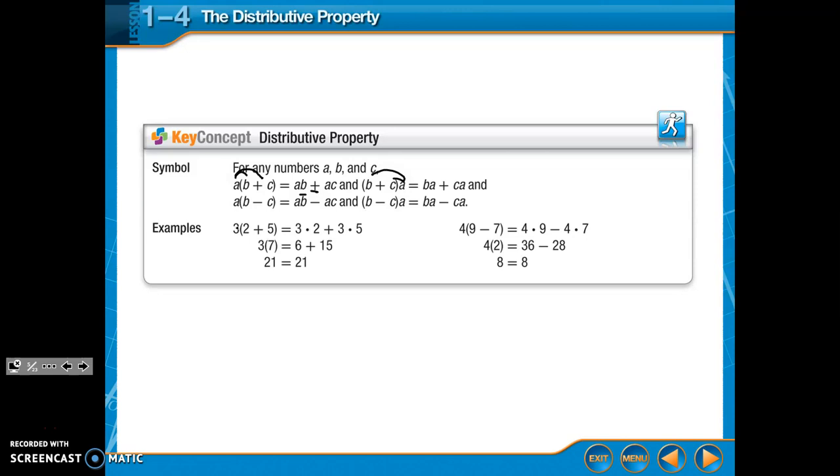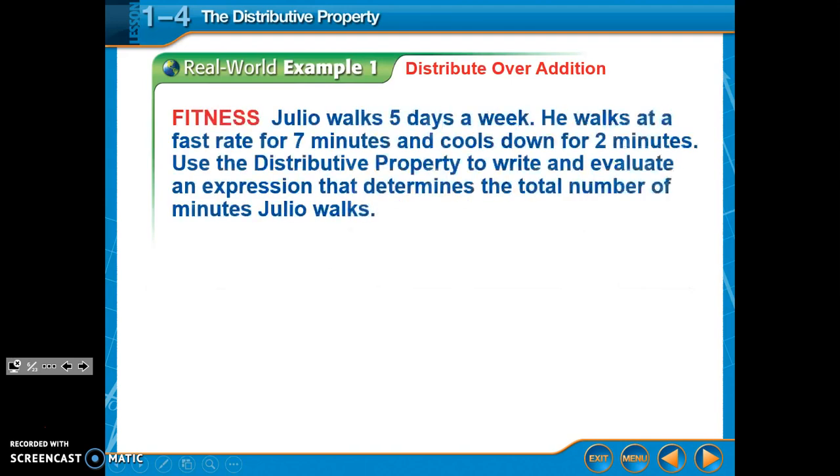Okay, and that works with numbers too. So if we're following order of operations here, 2 plus 5 is 7, times 3 would give you the 21. But it also works if we do 3 times 2 plus 3 times 5. So 3 times 2 is 6, and 3 times 5 is 15. 6 plus 15 is also 21. So it works either way. Okay, so we want to distribute over addition.